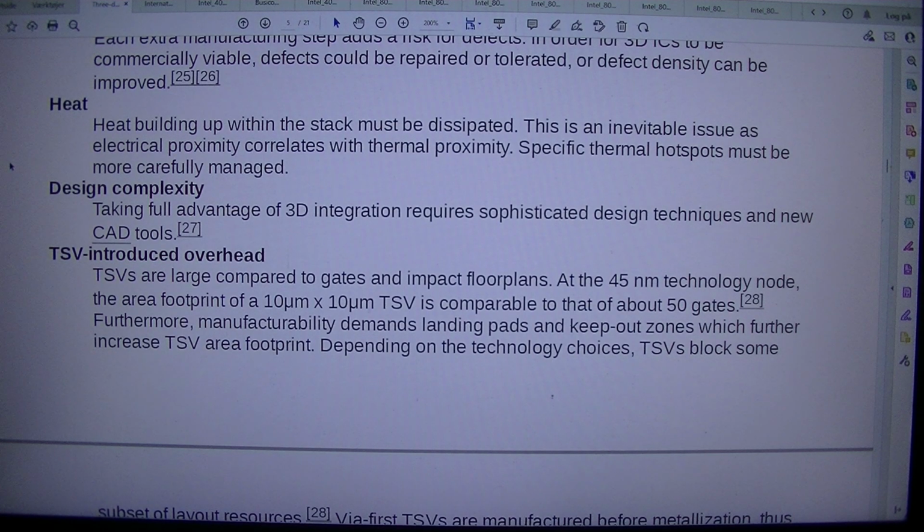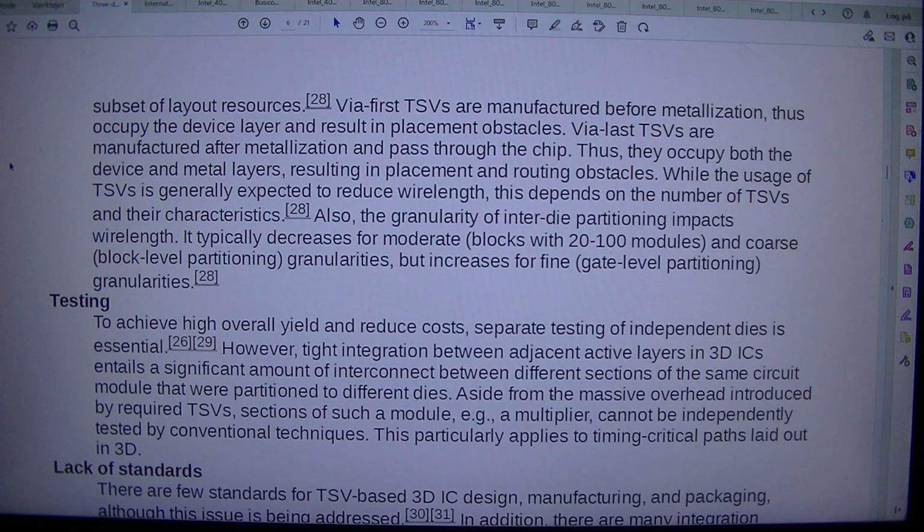Design complexity. Taking full advantage of 3D integration requires sophisticated design techniques and new CAD tools. TSV introduced overheads are large compared to gates and impact floor plans. At the 45 nm technology node, the area footprint of a 10 micrometers x 10 micrometers TSV is comparable to that of about 50 gates. Furthermore, manufacturability demands landing pads and keep-out zones which further increase TSV area footprint. Depending on the technology choices, TSVs block some subset of layout resources.